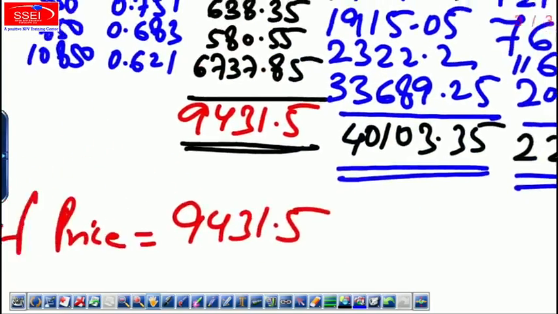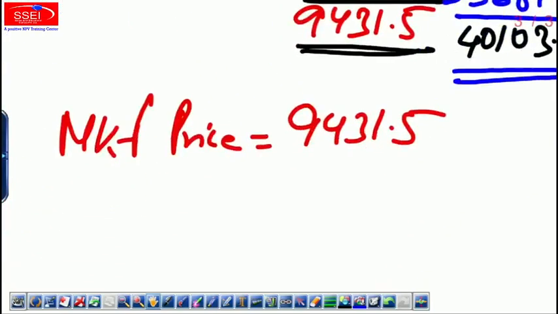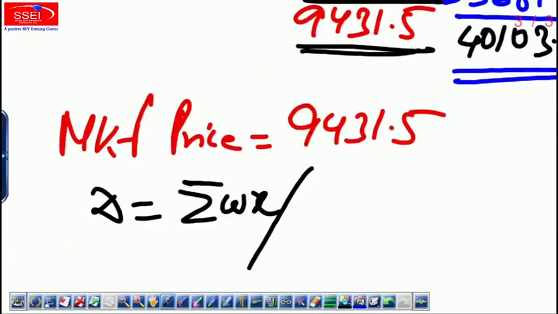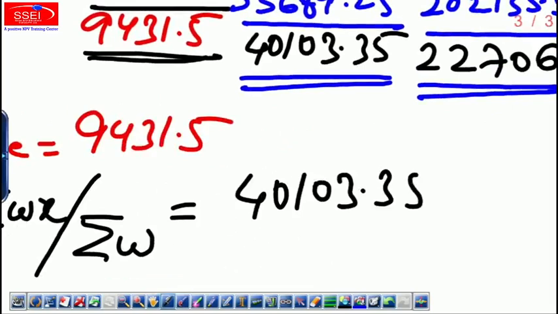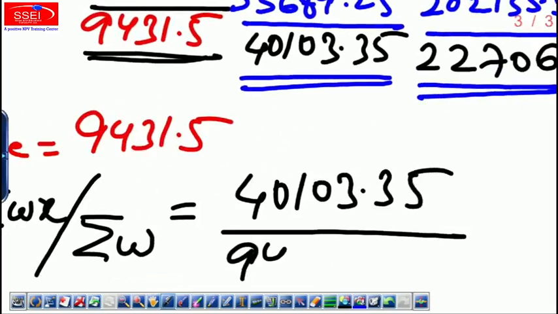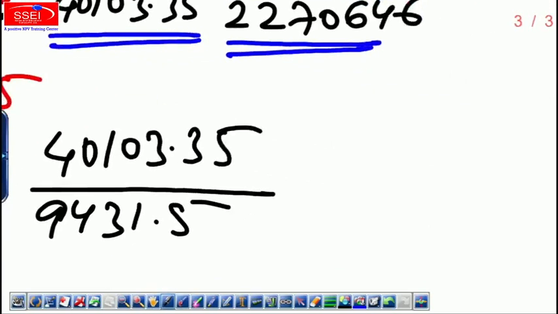So we asked Macaulay's duration. Macaulay's duration is summation Wx by summation W. So it is 40103.35 divided by 9431.5. So this comes to 4.25 years.